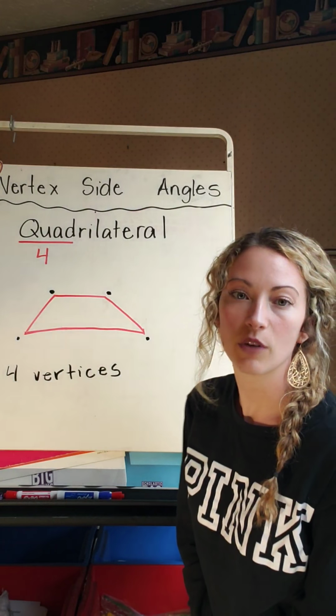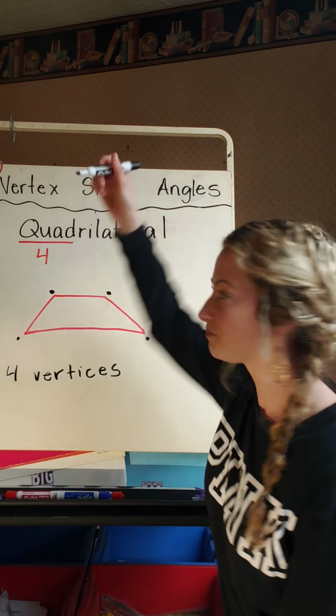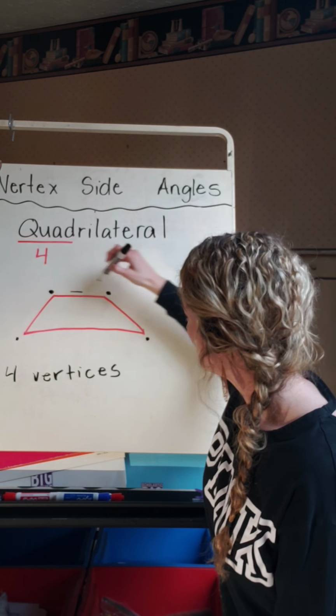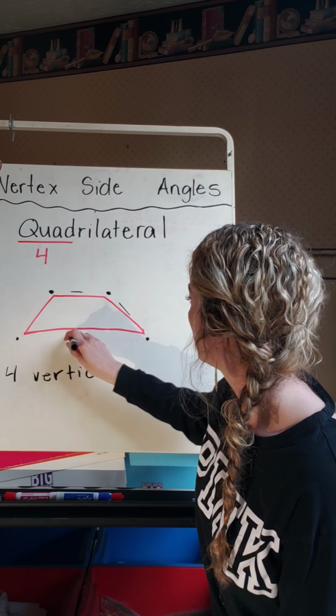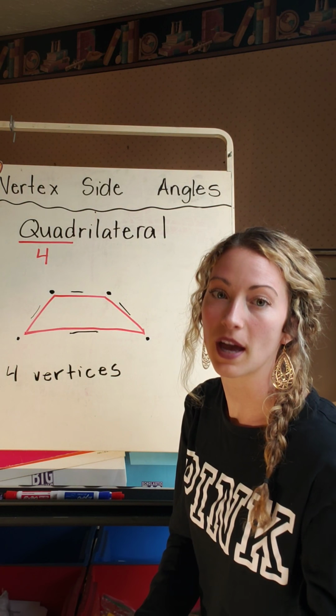Okay, the next vocabulary word is side. So we're going to find how many sides we have. We have 1, 2, 3, 4. So this shape has 4 sides.